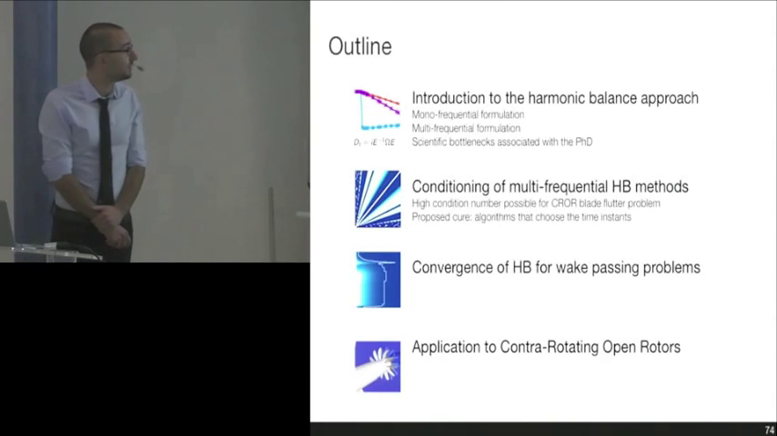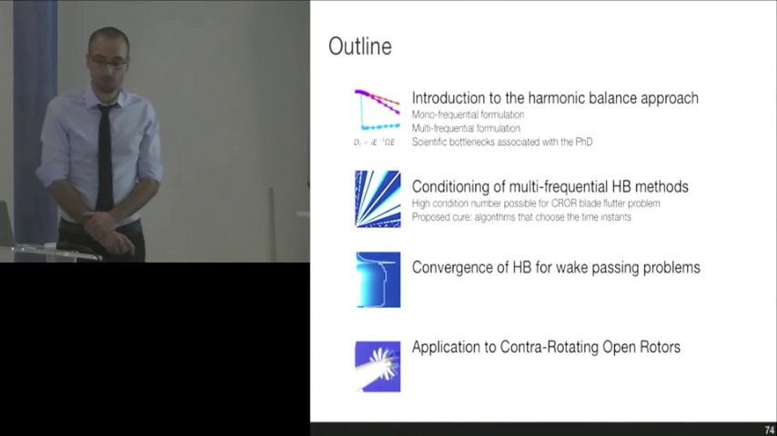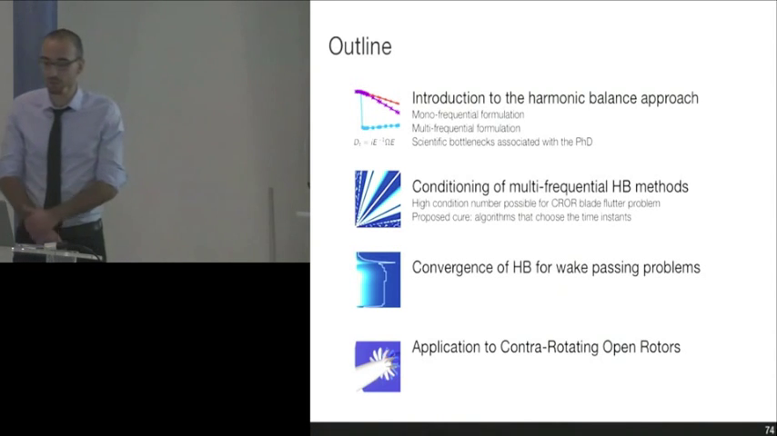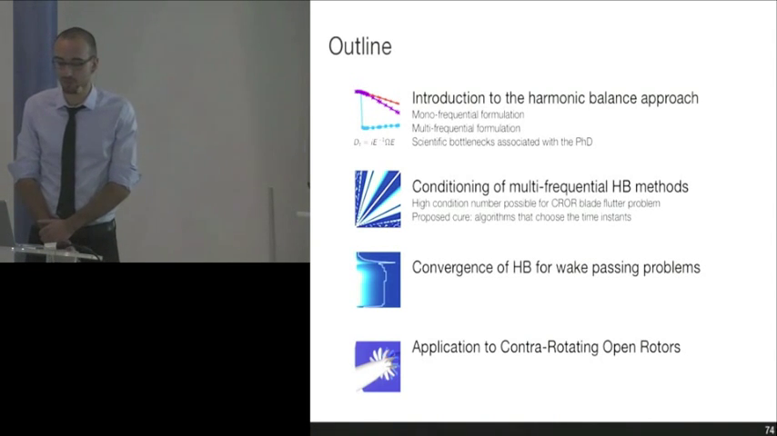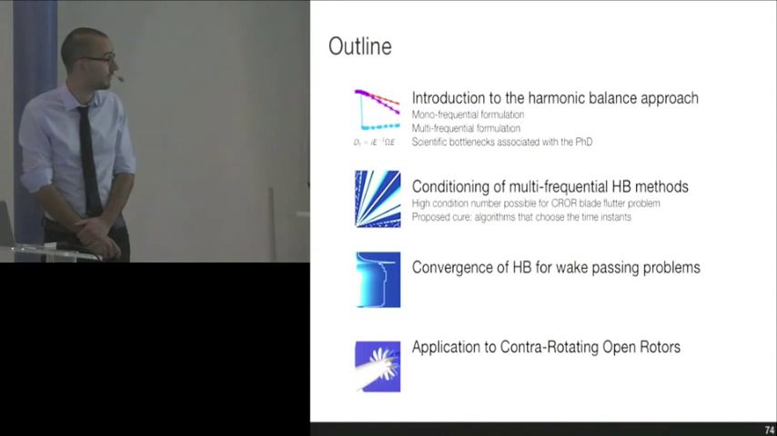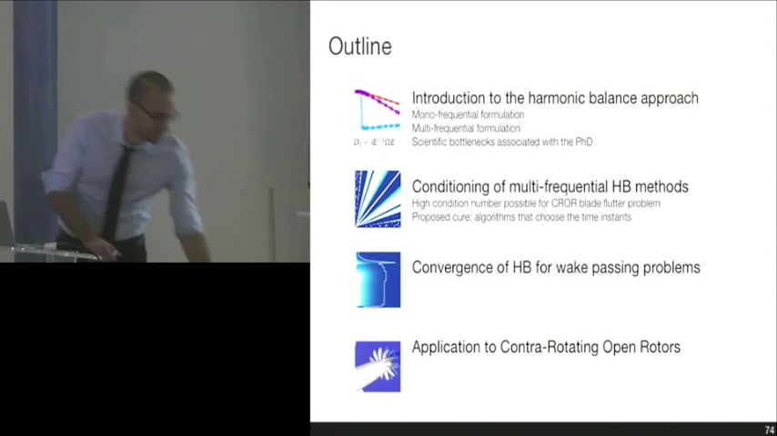So this leads me back to my outline. Now we've looked at the first scientific bottleneck, and we will look at the second, which is the convergence of harmonic balance for wake passing problems.